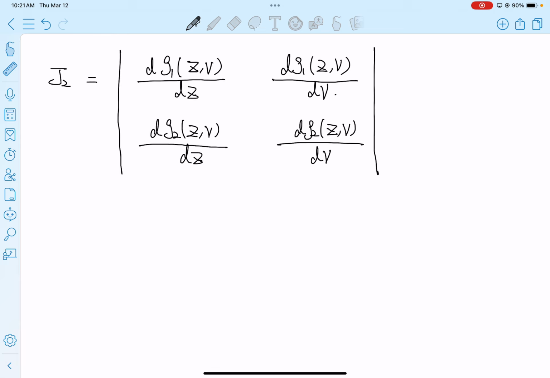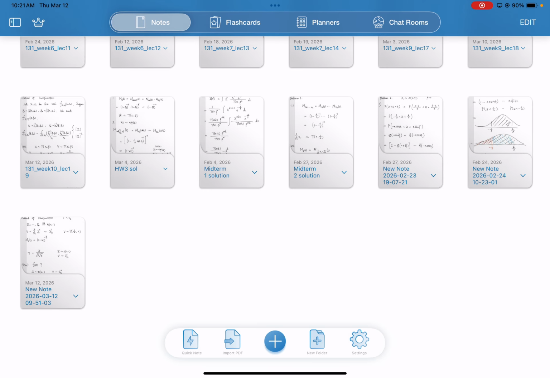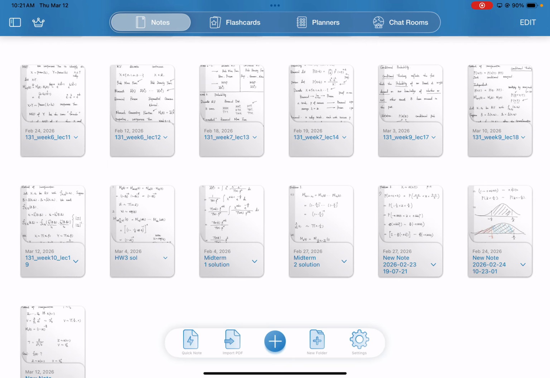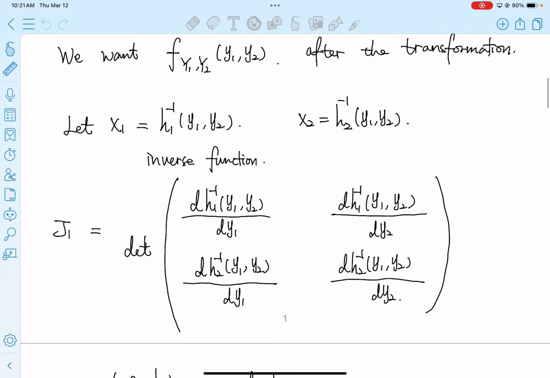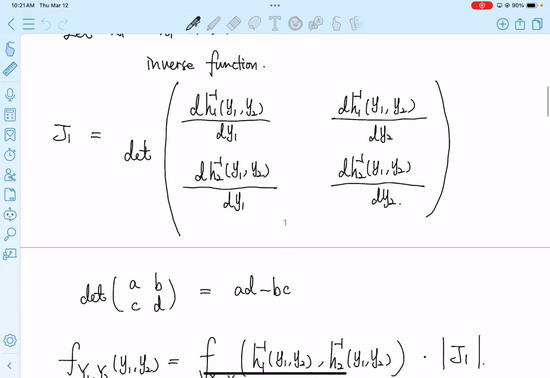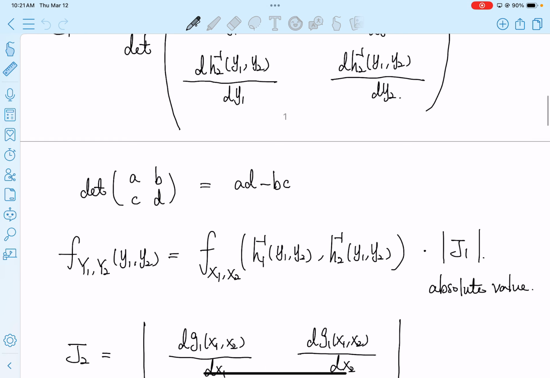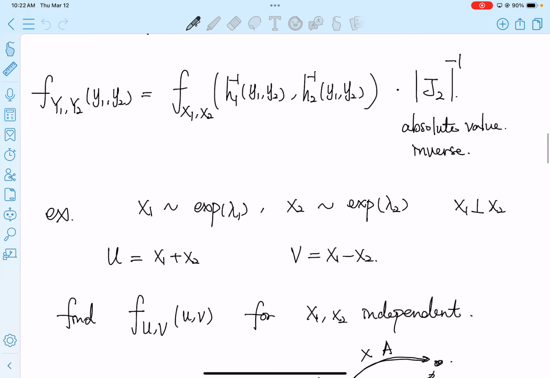What's the difference between J1 and J2 again? So, back to last week. If you choose to use the J1, then at the end of the transformation, you just need to multiply by the absolute value of the J1. If you choose to use the J2, just don't forget there's an inverse.